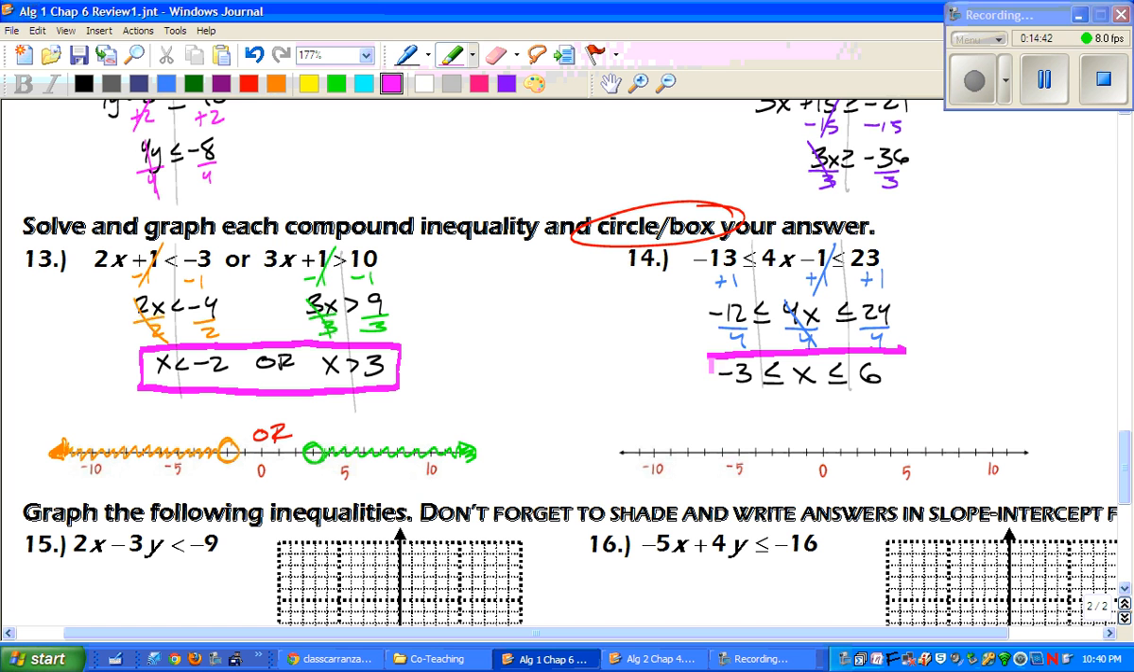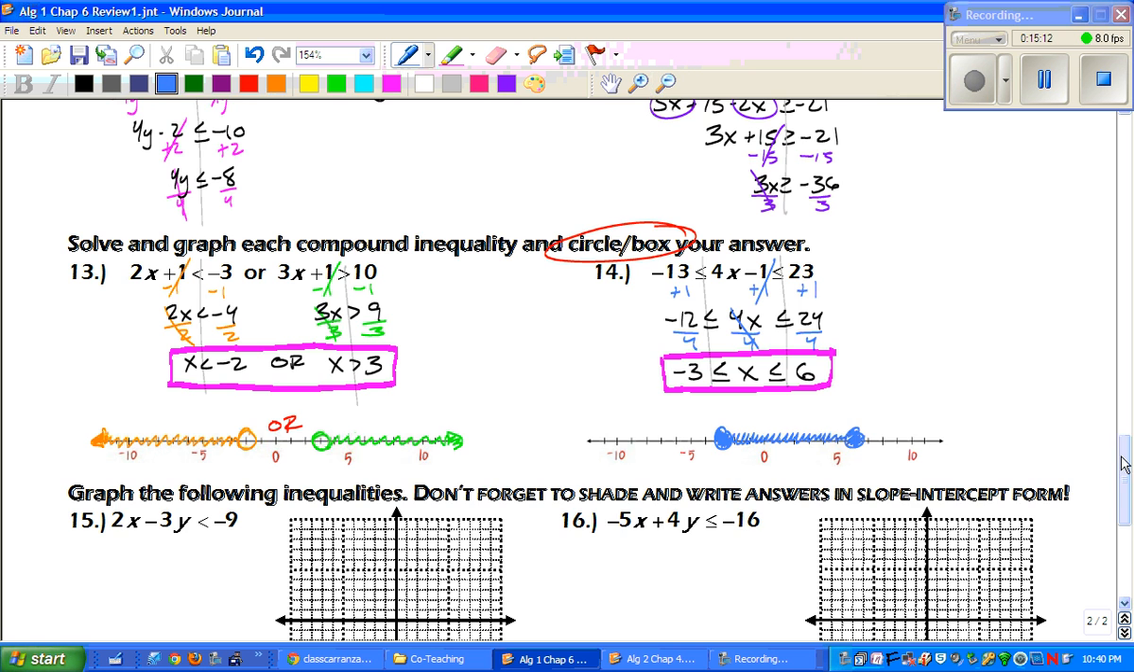Okay, we have to put a box around our answer. Oh, let me fix that last line. There we go. And now let's start graphing. So at -3, we're closed. And at 6, we're closed. And then we need to shade everything in the middle. Okay.